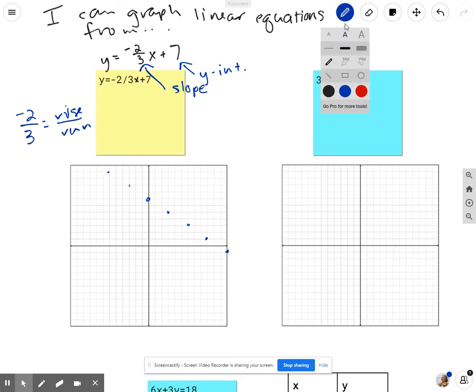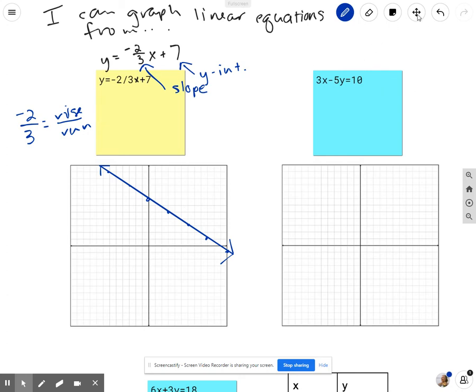Using a straight edge, you then connect all of your points. Make sure at the end of your line you put arrows. Alright, so that's how, from slope-intercept form, you would graph an equation.